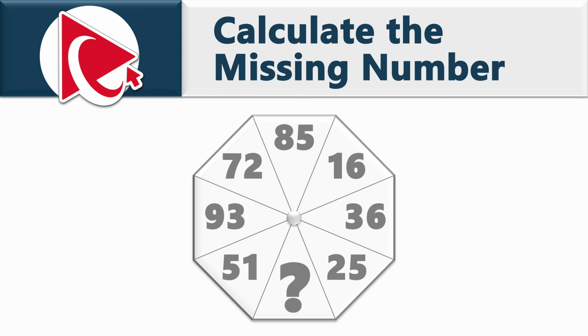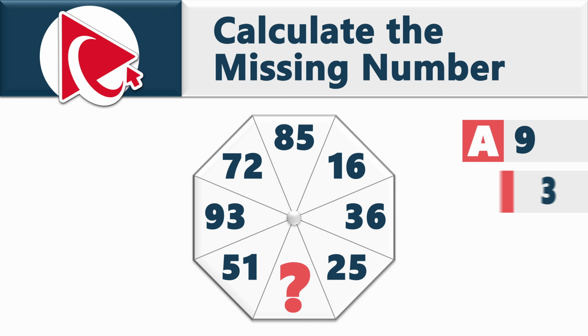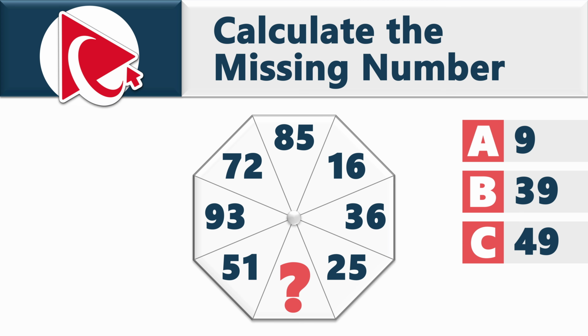Octagon has 7 numbers inside, and the 8th number is missing. Starting from the 8 o'clock, the numbers are 51, 93, 72, 85, 16, 36, 25, and then comes the missing number, which you need to calculate and select out of 4 possible choices. Choice A, 9, choice B, 39, choice C, 49, and last but not least, choice D, 98.